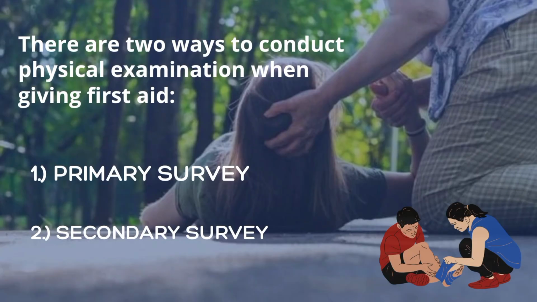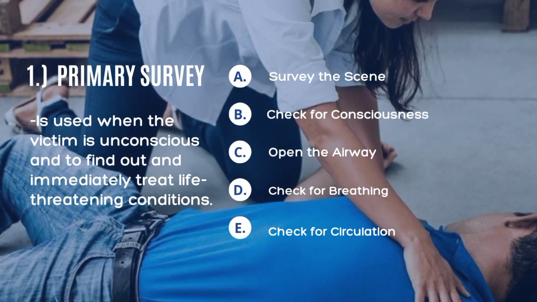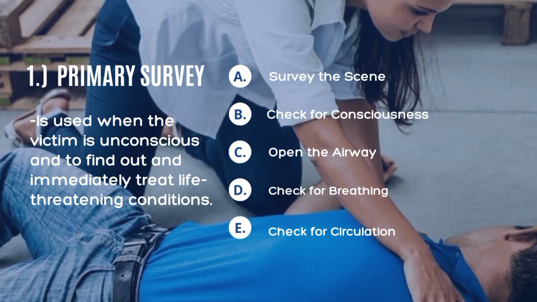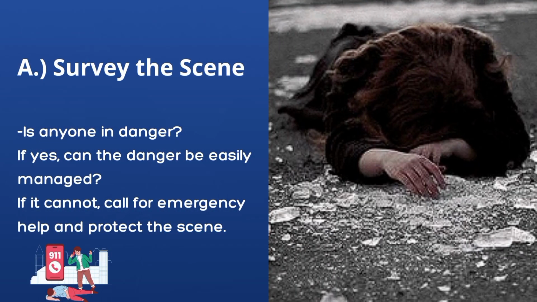There are two ways to conduct physical examination when giving first aid. First, primary survey, and second, secondary survey. Primary survey is used when the victim is unconscious and to find out and immediately treat life-threatening conditions. A. Survey the scene. Is anyone in danger? If yes, can the danger be easily managed? If it cannot, call for emergency help and protect the scene.